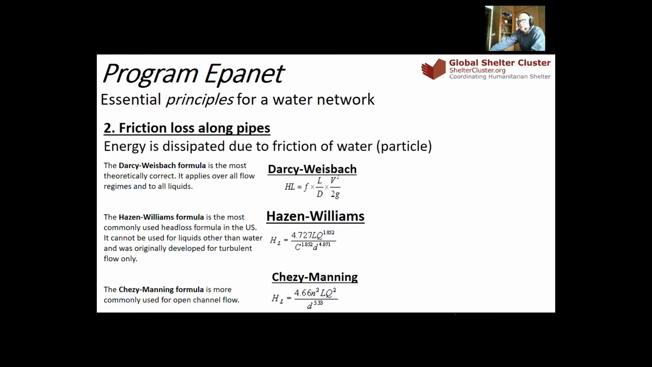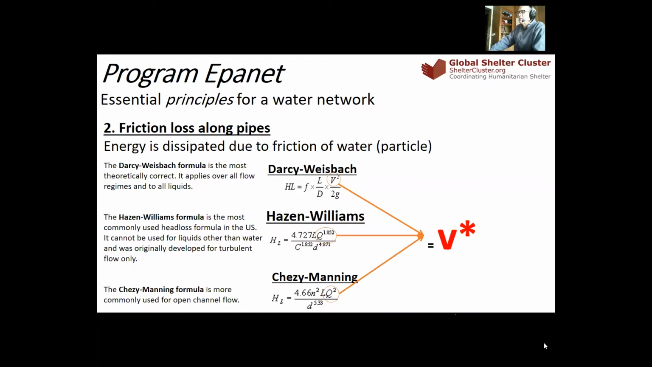Here you see 3 formulas. You don't have to learn these 3 formulas, but you have to know that EPANET works on those 3 formulas. But Chezy-Manning is actually a formula that is used for open channels, so you shouldn't consider that one. But you have to choose when you set up your EPANET software between Hazen-Williams and Darcy-Weisbach. Both are good and both have common items.